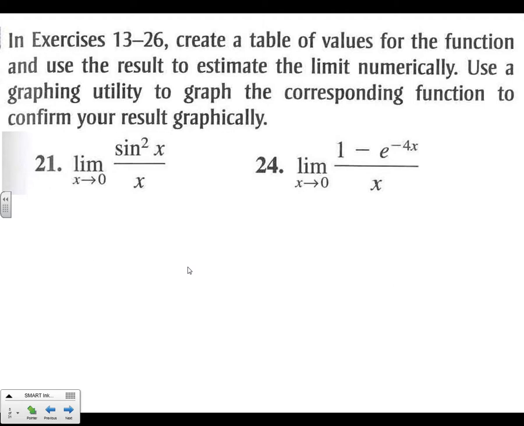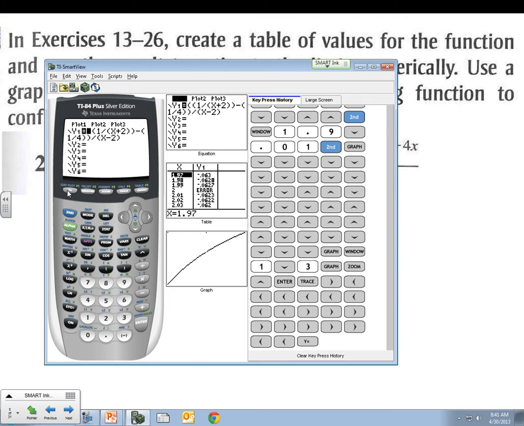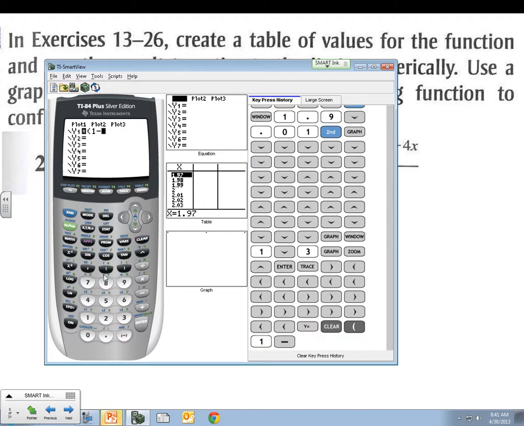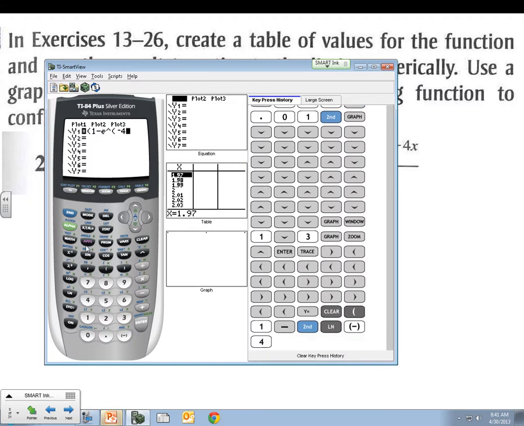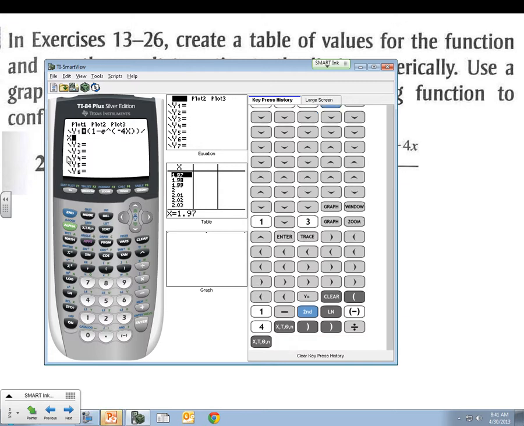Alright, 24 we're going to do the exact same thing, but as we approach 0 for this. So 1 minus e to the negative 4x all over x. Let's go ahead and punch it into our y equals. Clear this out. Parentheses 1 minus e, and where's e on this? There it is. To the negative 4x. Close that parentheses, close the second parentheses, all divided by x. Only one term, so I don't need a parentheses there.